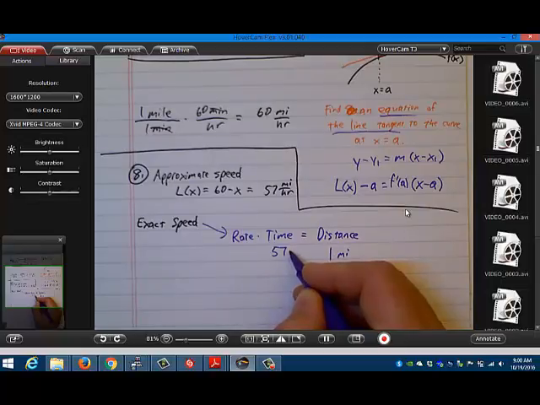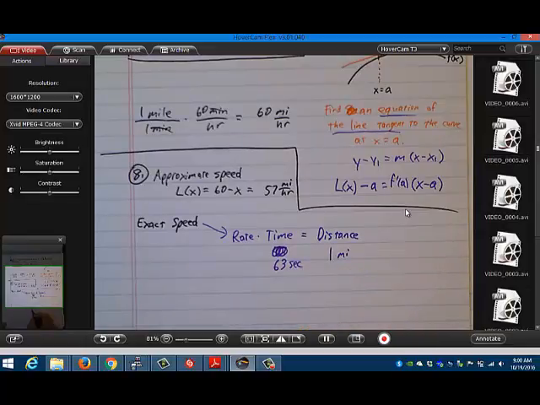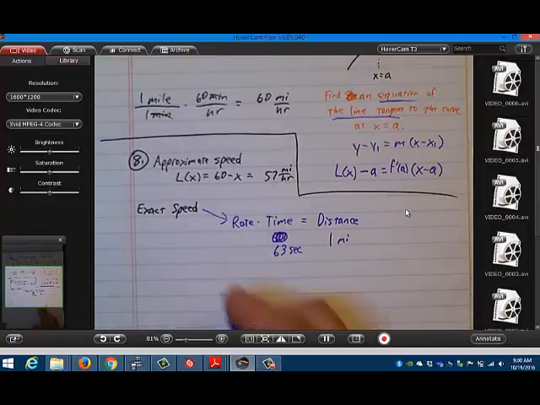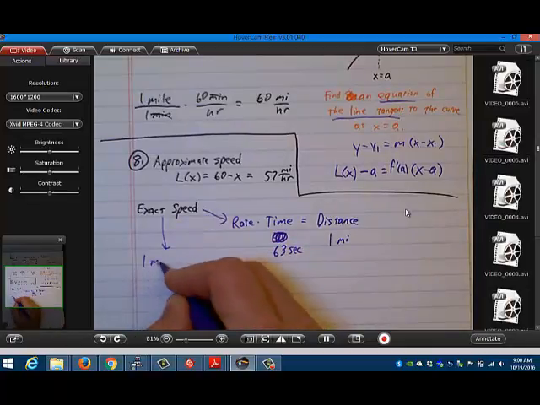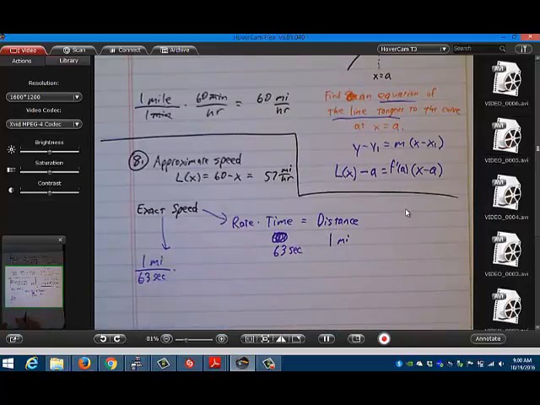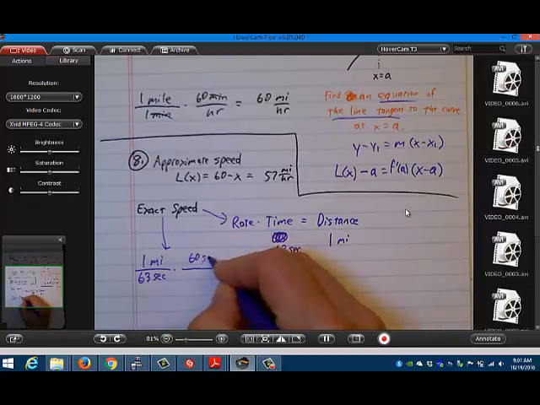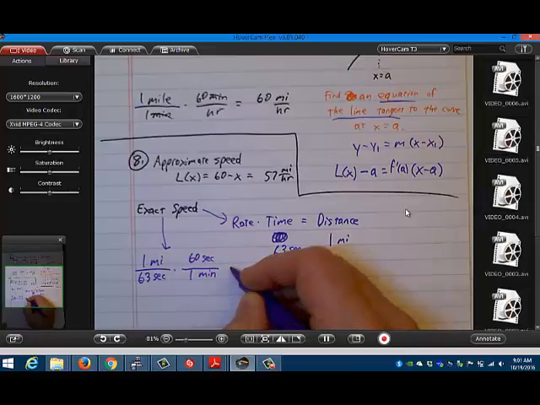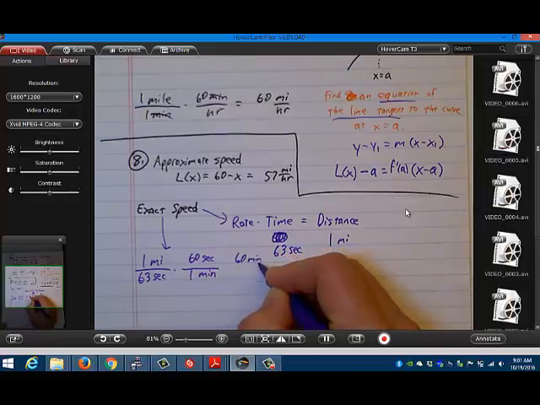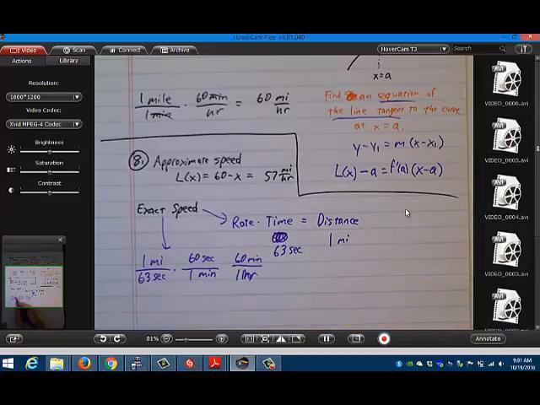57. Oh, we said 63, sorry. 63 seconds. Okay. So my exact speed would be 1 mile over 63 seconds. But of course, I want miles per hour, right? So I could change the seconds. There are 60 seconds in 1 minute, and there are 60 minutes in 1 hour. So I could say my exact speed would be 3,600 over 63.